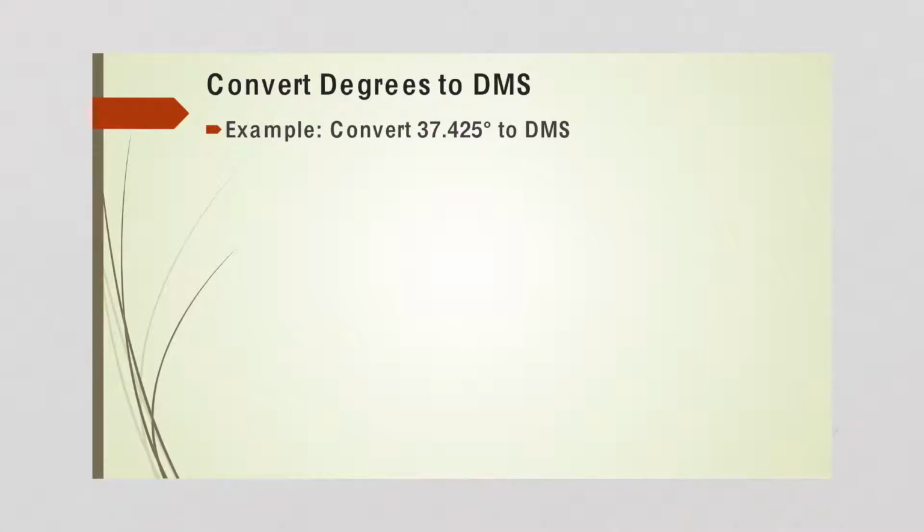So first order of business is to convert degrees to degrees, minutes, and seconds. You'll notice that I have a decimal here, 37.425. Well, the nice thing about degrees, minutes, seconds is the degree part is very simple. 37 is the degree part. Remember, I need my degrees, my minutes, and my seconds. So we said that our degrees was 37. So we're going to use the decimal part to find out our minutes and seconds.